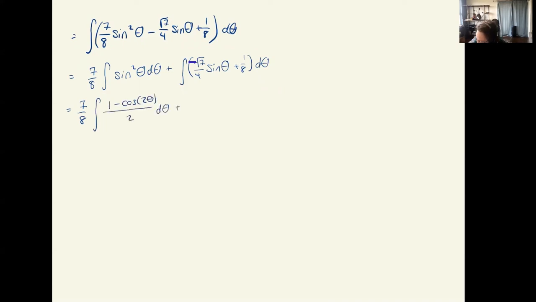On the right, I can just anti-differentiate. This is minus root 7 over 4 cosine theta plus 1/8 theta plus c. So now I anti-differentiate what's going on the left-hand side. There's that 1/2. The antiderivative of 1 is theta. The antiderivative of cosine is sine, but it's 2 theta, so I need to multiply by 1/2.